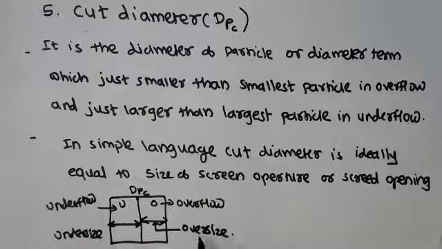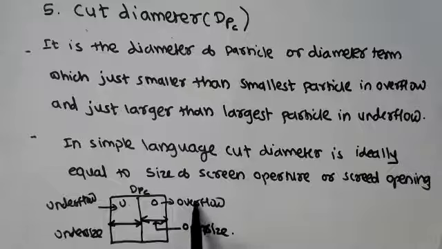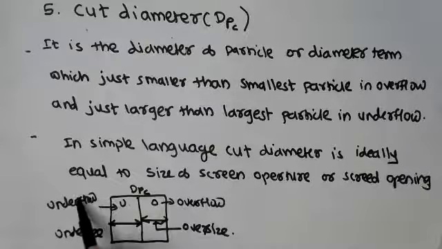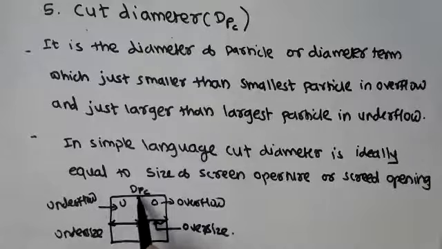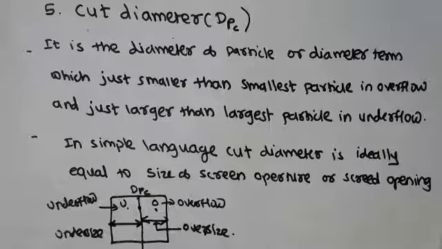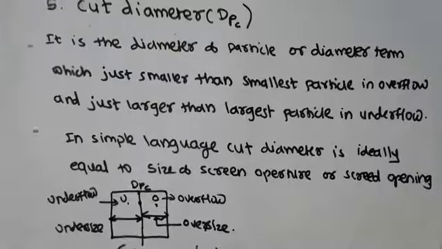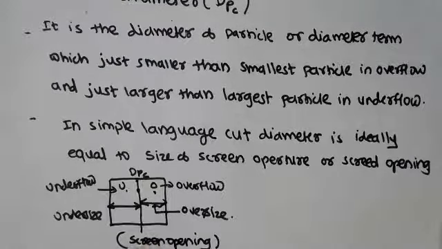So what does it mean? All oversize is present in overflow, all undersize is present in underflow, and therefore the diameter which is just larger than the largest particle in underflow means this, and just smaller than the smallest particle in overflow means again this. So this cut diameter ideally represents screen opening. This cut diameter is nothing but the opening of the screen aperture size.